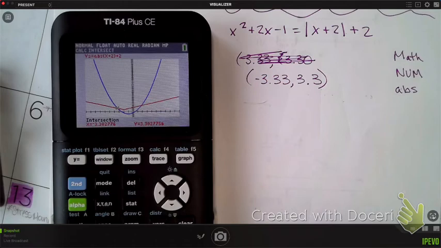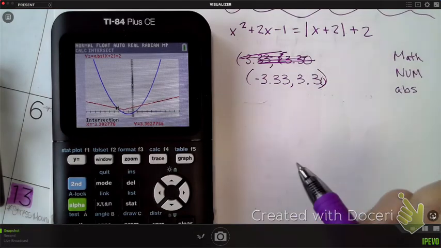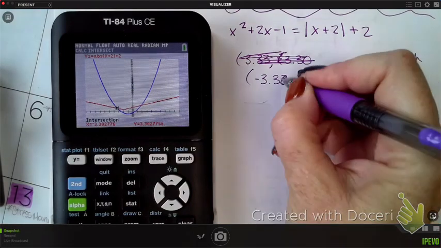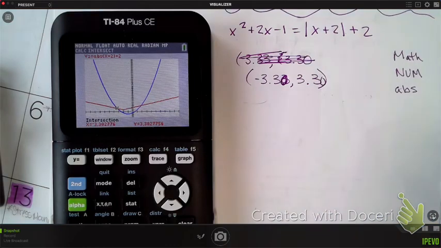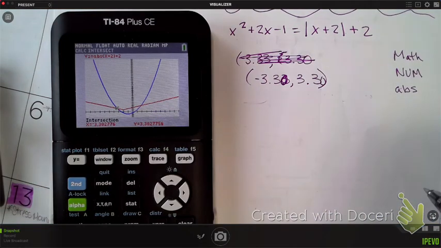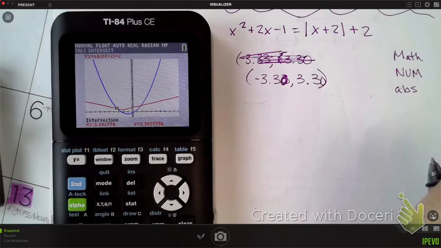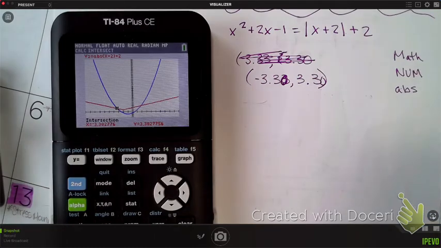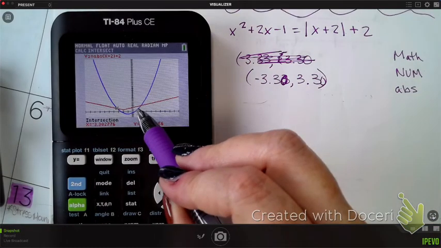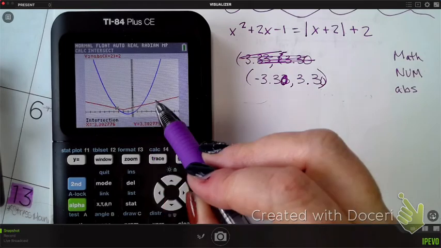Did everyone get negative 3.33 and...? I got negative 3.3. Okay, so how do I get this one over here? You do it again. You do it exactly again.